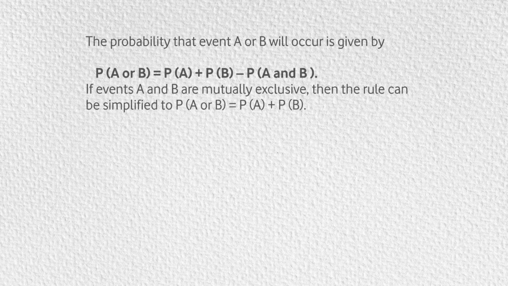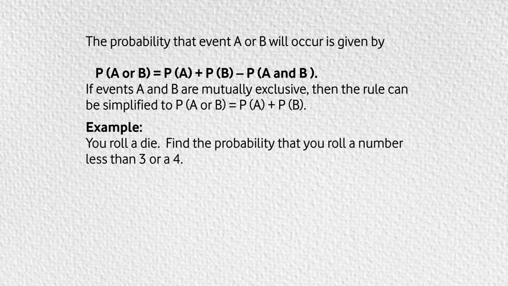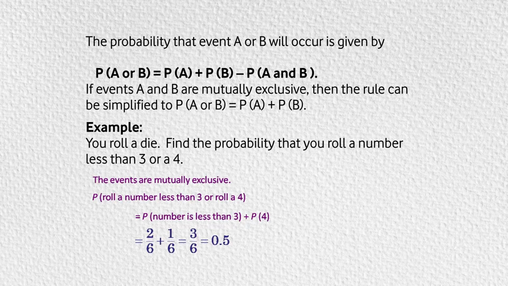The probability that event A or B occurs is given by P(A or B) equals P(A) plus P(B) minus P(A and B). If events A and B are mutually exclusive, then the rule can be simplified to P(A or B) equals P(A) plus P(B). For example, if you roll a die, find the probability that you roll a number less than 3 or a 4. The events are mutually exclusive, so it is P(less than 3) plus P(4), which is 2/6 plus 1/6 equals 3/6, which is 0.5.